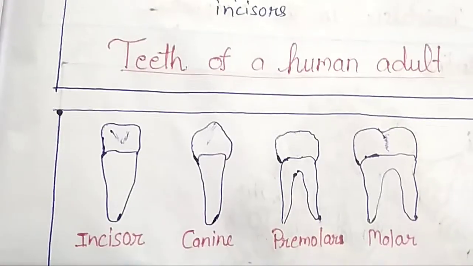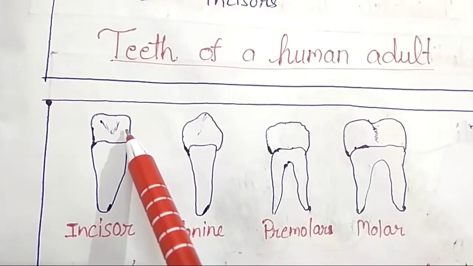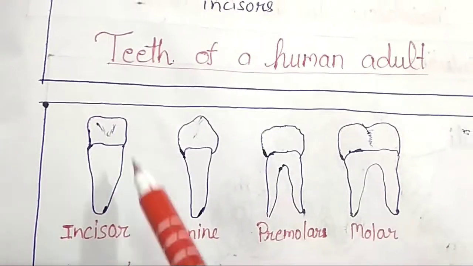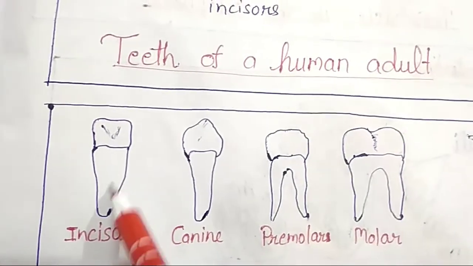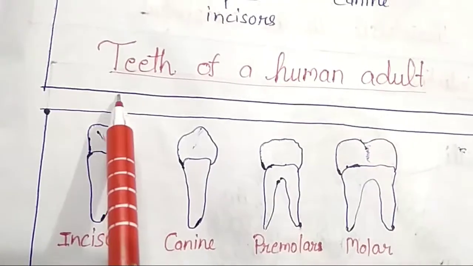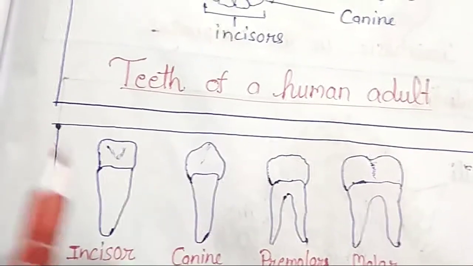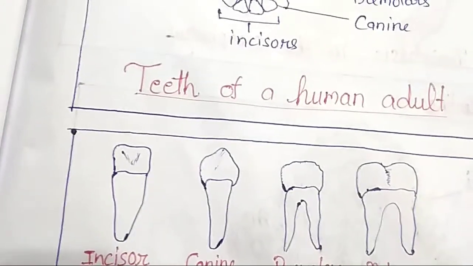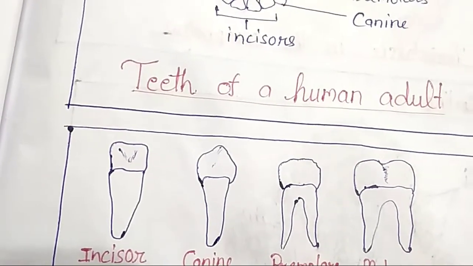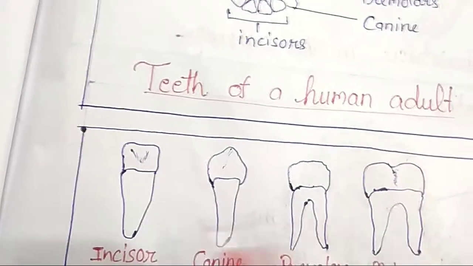Here you can see the diagram of a tooth. This part, which you can easily see in the mouth, is white in color. It is known as the crown, and this is the root that remains inside the gums. The teeth are coated with enamel. It is the hardest substance in the body. Beneath the enamel is the dentine, which is softer, and the innermost portion of the tooth is called pulp. The pulp contains blood vessels and nerves.